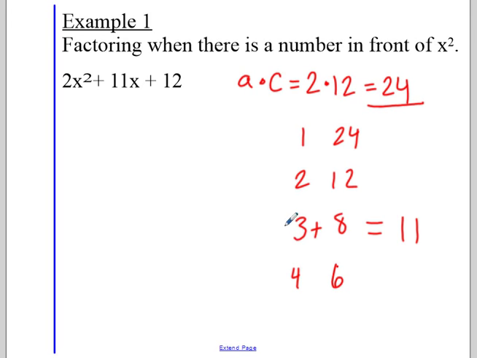By adding both of these as positive, I'm going to get a positive 11 also. Now don't take these numbers and immediately put them inside the parentheses, because remember, we have a 2 up here in front, which means that it's going to affect what goes in the parentheses. Instead, since we know 11x comes from a 3 and 8, let's pull it apart.